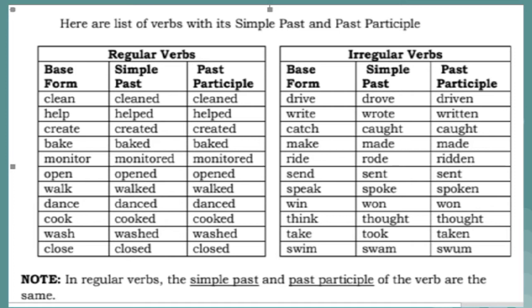Here is the list of verbs with their simple past tense and past participle. So take note, in regular verbs, the simple past and past participle of the verb are the same. While in irregular verbs, it is either changed or the spelling is retained.